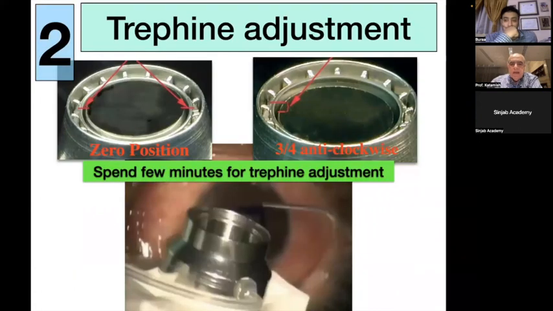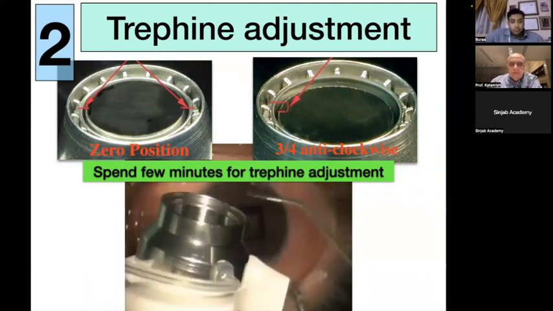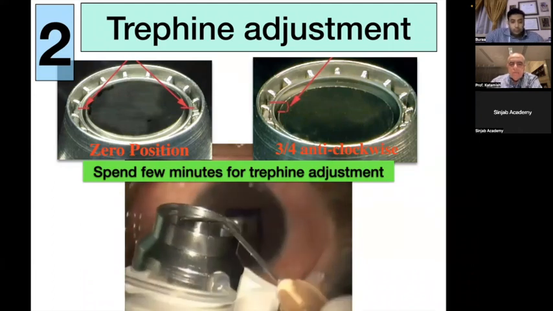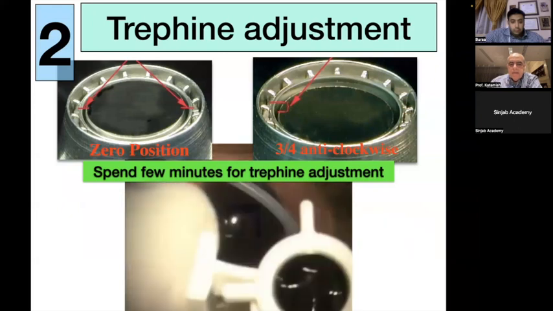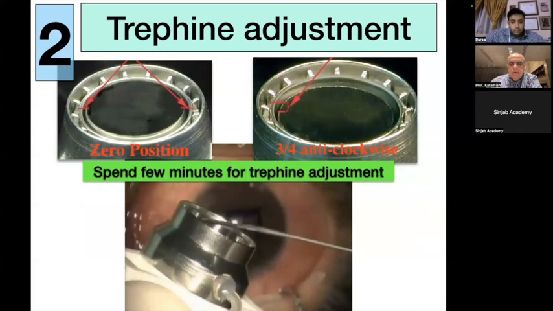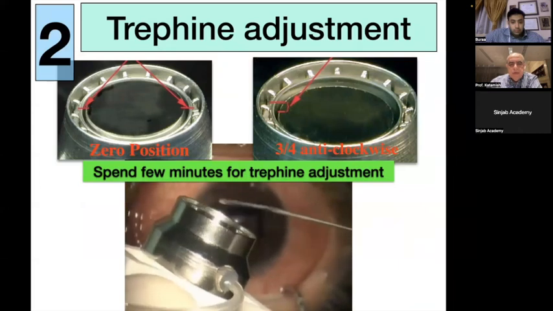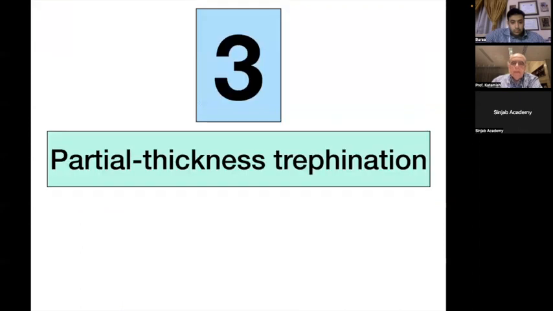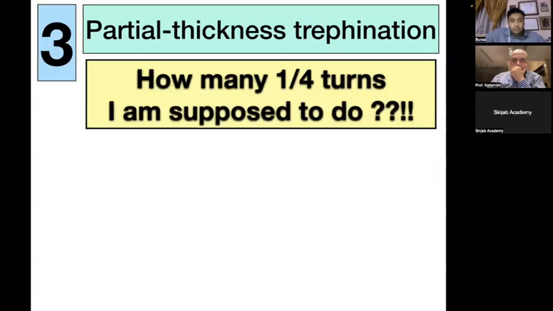So as I have mentioned, you have to spend a few minutes for trephine adjustment. This is how we adjust the trephine. We have to align the blade with the vacuum chamber. This will be called the 0 point, and the trephine will start cutting from this point. The third step is doing partial thickness trephination.